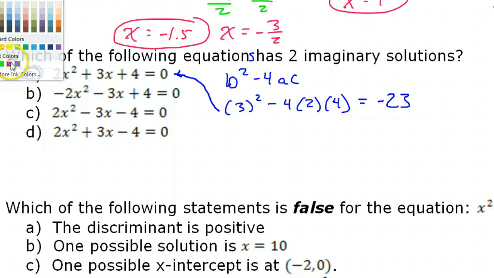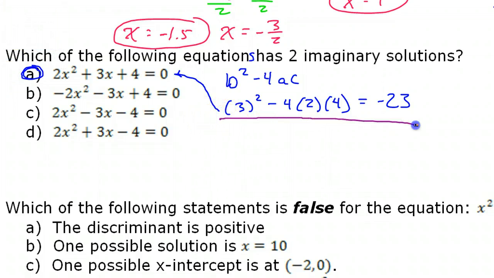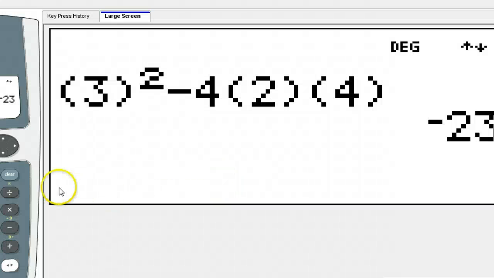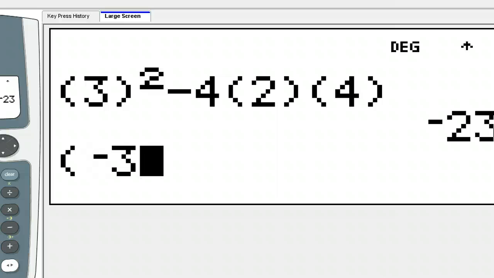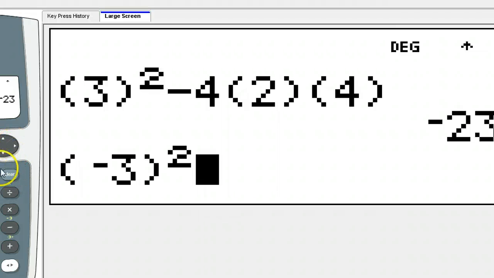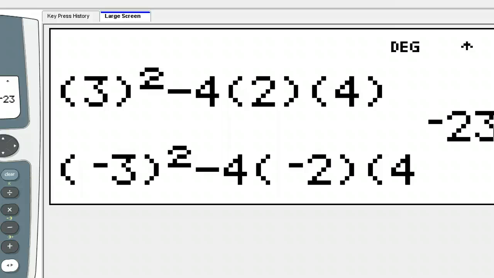I'll change colors. The second one would have been negative 3 squared. Okay, that's b squared minus 4 times negative 2 times 4. Okay, let me start over. That would have been negative 3 squared, minus 4, and what is it? Negative 2 times 4.